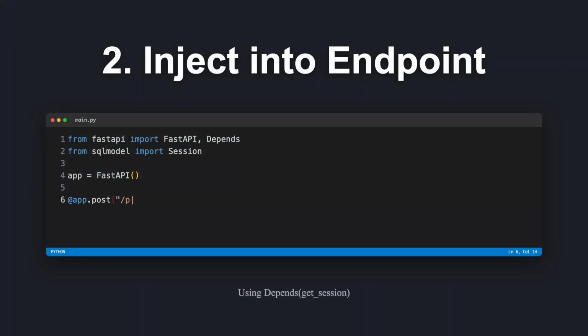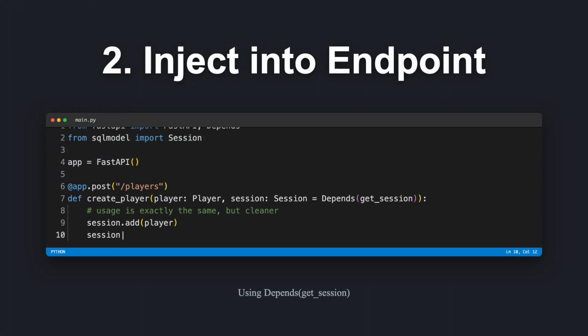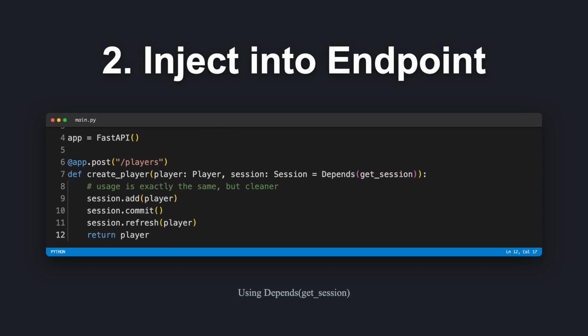Now, let's refactor the endpoints. For the create endpoint, we delete the with block. In the arguments, we simply add a parameter called session and set its default value to Depends(getSession). Depends is the magic here. It tells FastAPI to run the generator, get the session, and inject it directly into your logic.